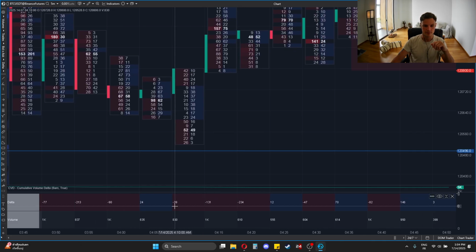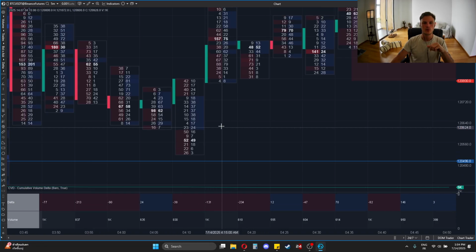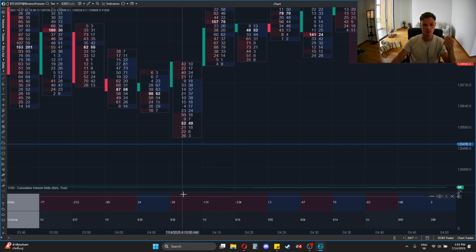Now, what you have here at the bottom is the delta. Now, the delta is what? It's the total amount of buyers. If you added all of these numbers here, all of these contracts that were bought, you would get a certain number. And here you would add them all and you would get a certain number. And when you would subtract the sellers from the buyers, right, you would get that number, minus 39.